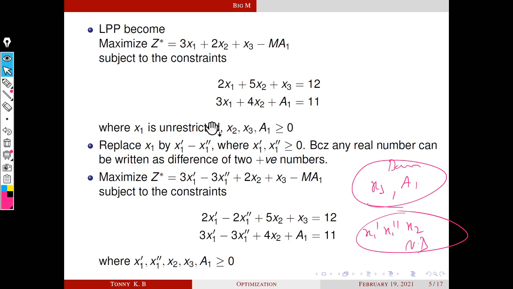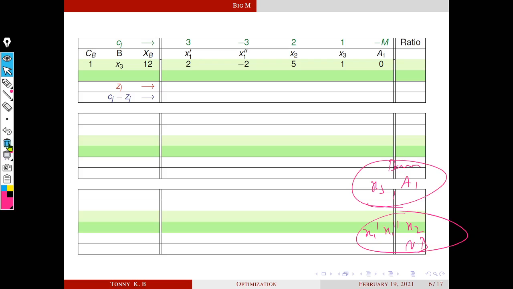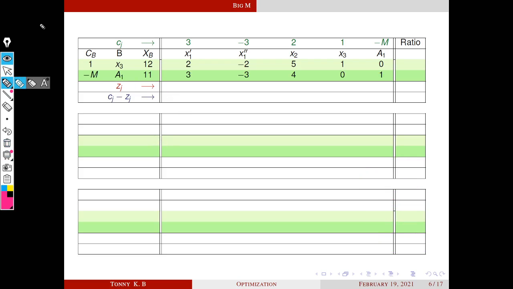Then everything is similar to our simplex method. So the initial simplex table involves two variables, x3 and a1, where the coefficient of x3 is 1 and the coefficient of a1 is minus M, M being a very huge positive quantity. By solving those two equations, we get x3 is 12 and a1 is 11. Then you can evaluate the zj's. What about z1? What is z1?